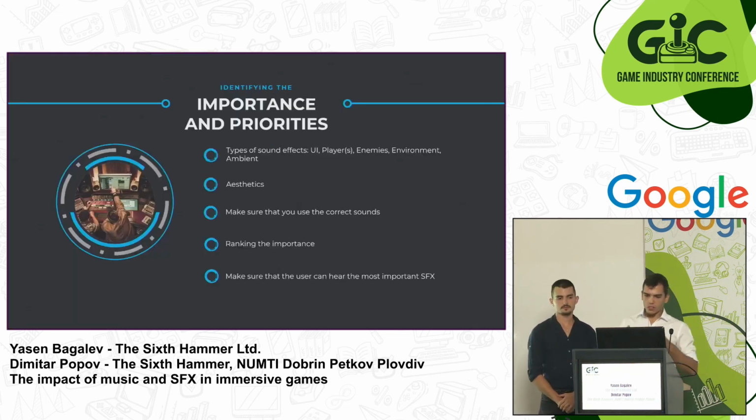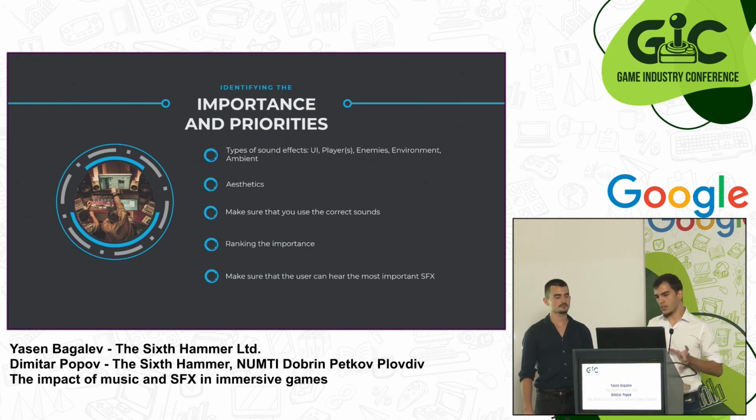So you're starting to work on the sound effects. First, you need to list everything that you need and possibly put it into groups. So you need UI sound effects for the menus, you need sound effects for the player sections, for the enemies, and lastly for the environment.